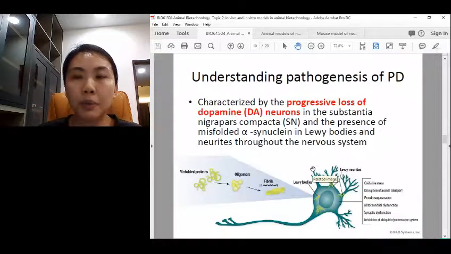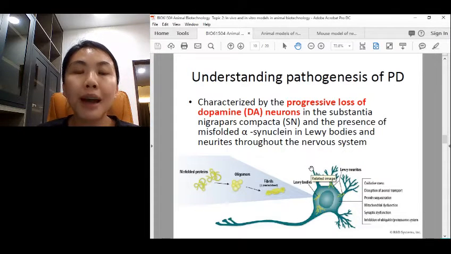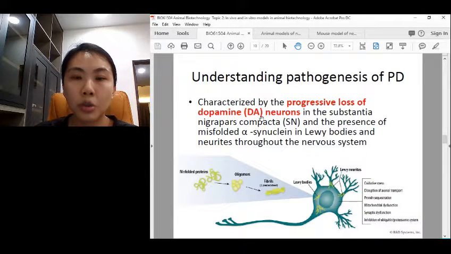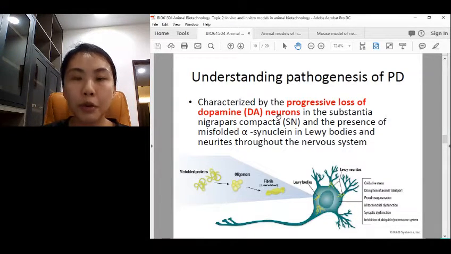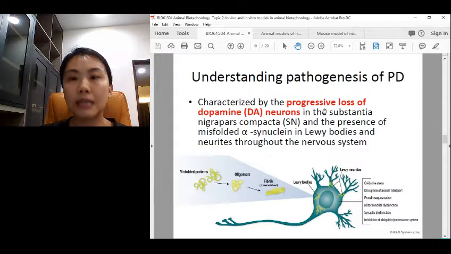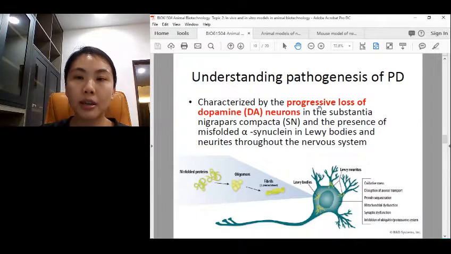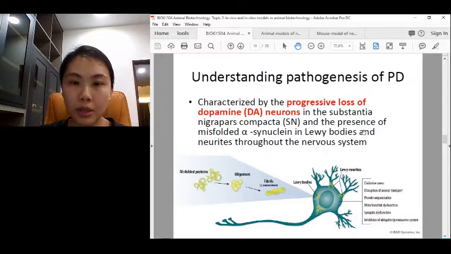Okay, the next one we will be looking at is Parkinson's disease. Parkinson's disease is characterized by the progressive loss of dopamine neurons. Dopamine is the main neurotransmitter that is responsible for the communication of neurons for signaling. So the loss of these neurons in the substantia nigra pars compacta, this is a specific location within the brain, and the presence of misfolded alpha-synuclein in Lewy bodies and neurites throughout the nervous system. So these two are the main characteristics of Parkinson's disease.